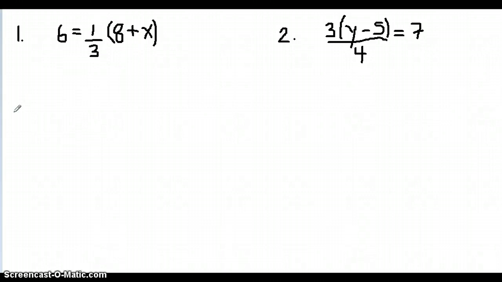Today we're going to look at how to solve equations that have fractions in them. And the first two examples are coming from page 205, and I'm going to show you how to do this when we only have one fraction. Okay, so this first example has 1 fraction, 1/3. The second example has 1 fraction, 3/4.